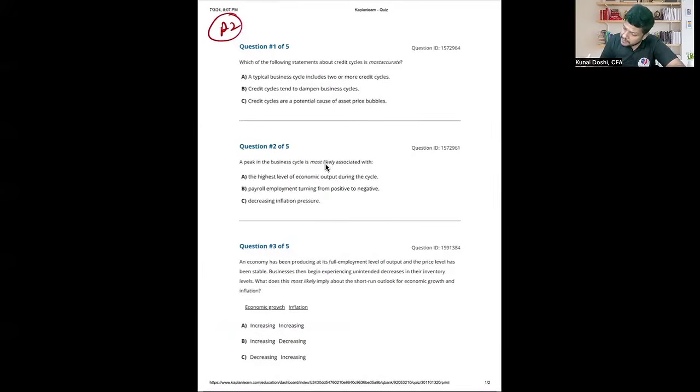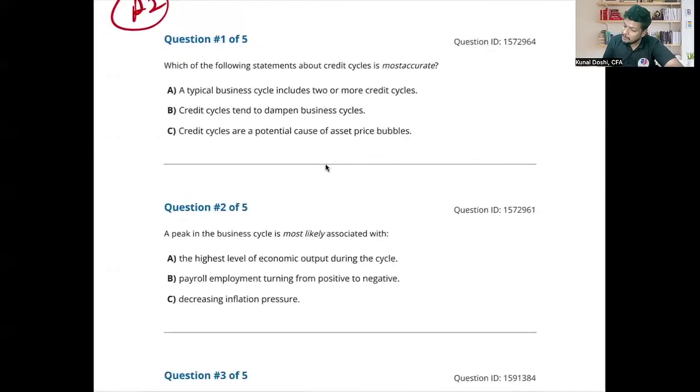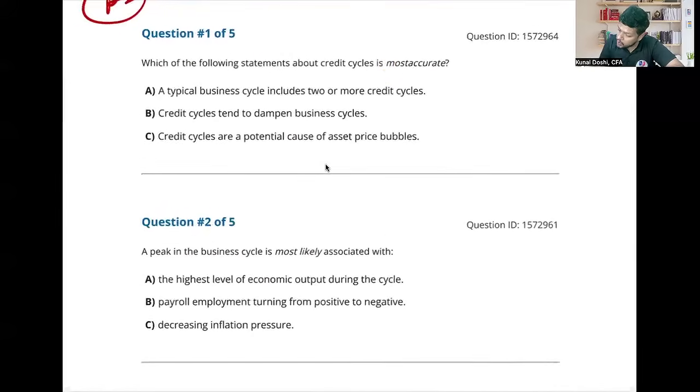Now, which of the following statements about credit cycle is most accurate? A: a typical business cycle includes two or more credit cycles. B: credit cycles tend to dampen the business cycle. C: credit cycles are a potential cause of asset price bubbles. Everyone in the class? Credit cycles are a potential cause of asset price bubbles.